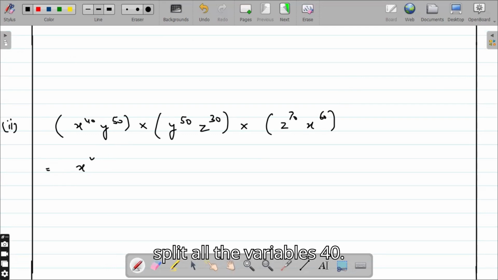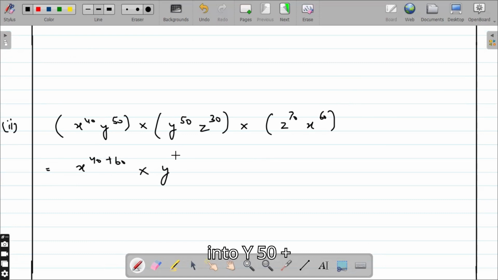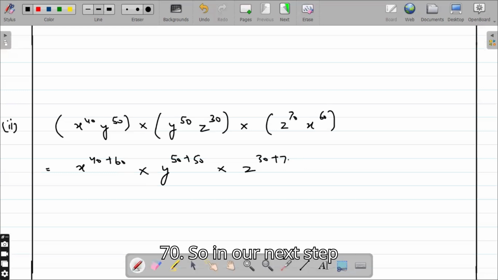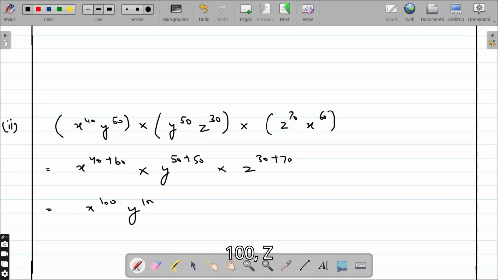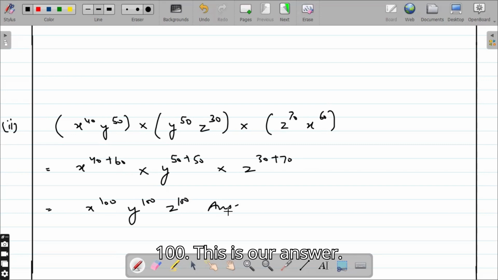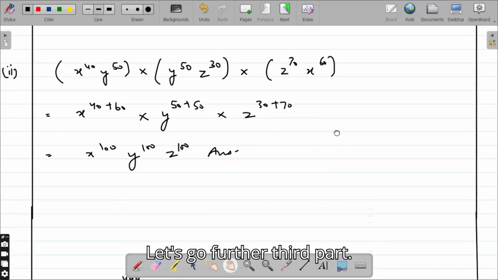split all the variables: x 40 plus 60, into y 50 plus 50, into z 30 plus 70. So in our next step, we'll be writing x^100, y^100, z^100. This is our answer. Let's move further.